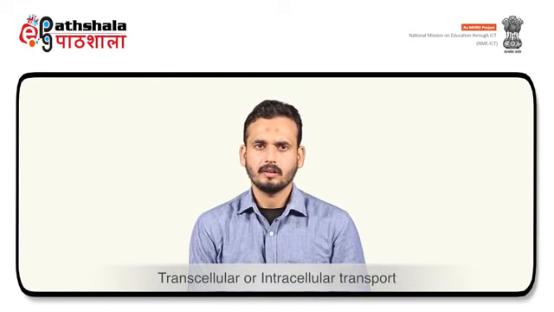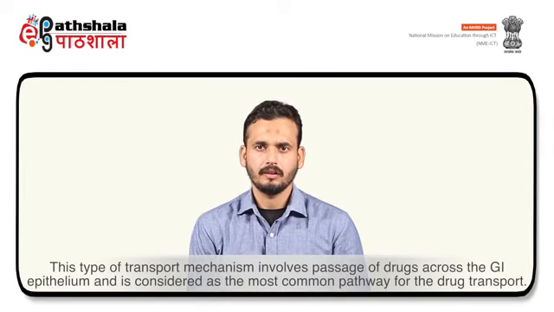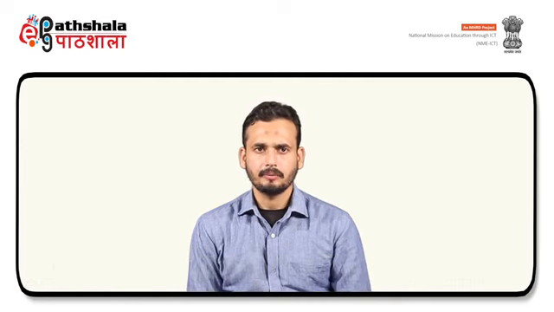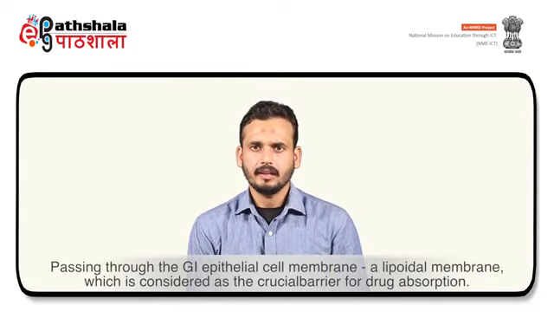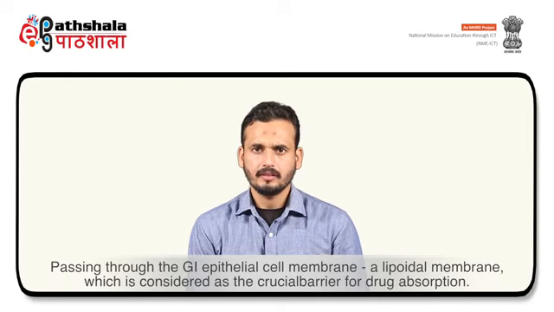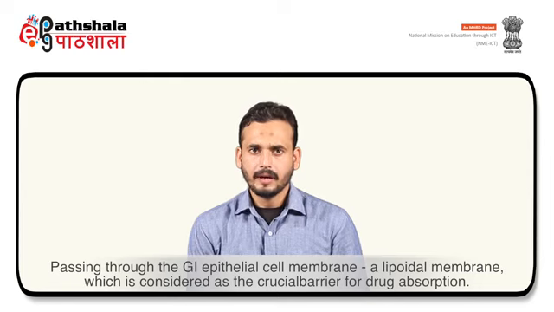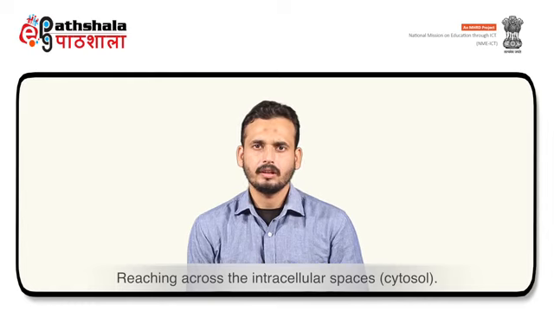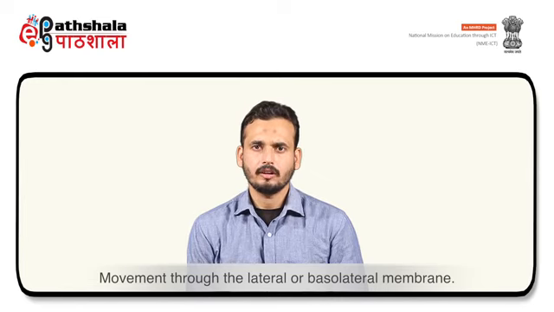Students, now we discuss the transcellular or intracellular transport system. This type of transport mechanism involves passage of drugs across the GI epithelium and is considered the most common pathway for drug transport. It involves three steps. First, passing through the GI epithelial cell membrane, which is a lipoidal membrane considered the crucial barrier for drug absorption. Second, reaching across the intracellular spaces, that is the cytosol, and third, movement through the lateral or basolateral membrane.